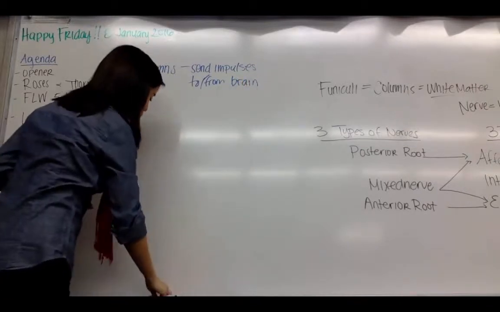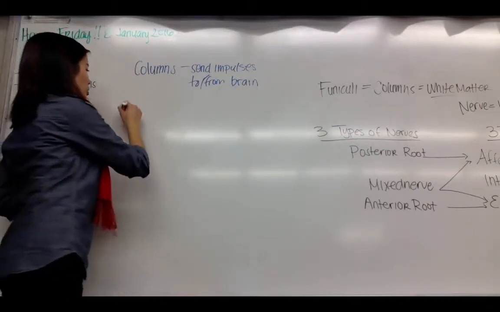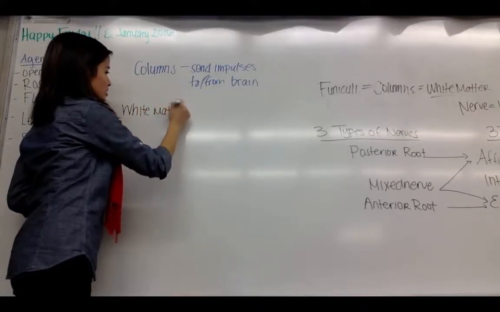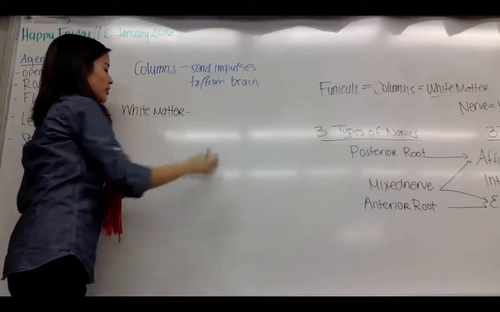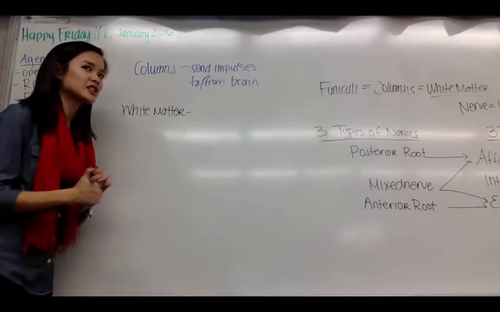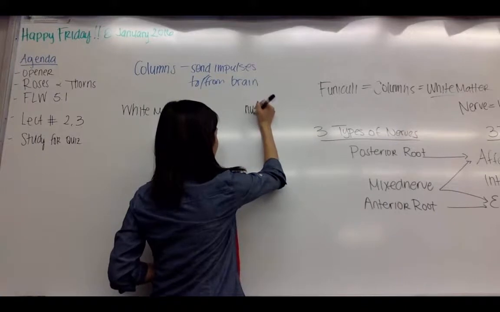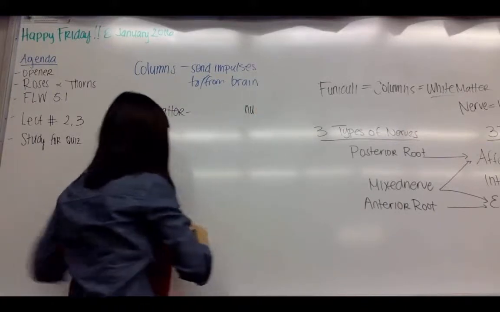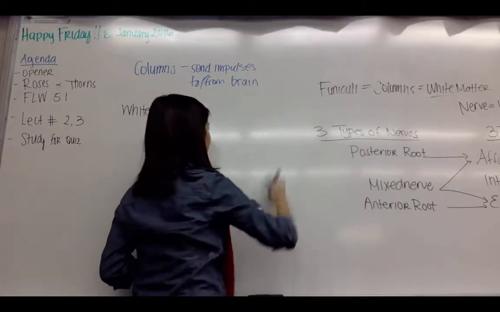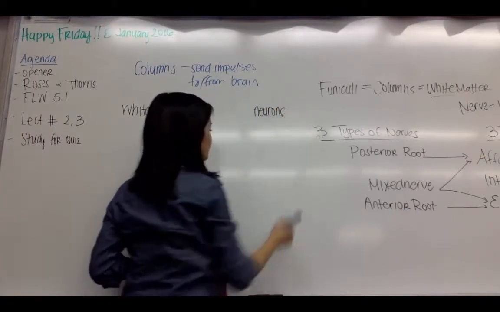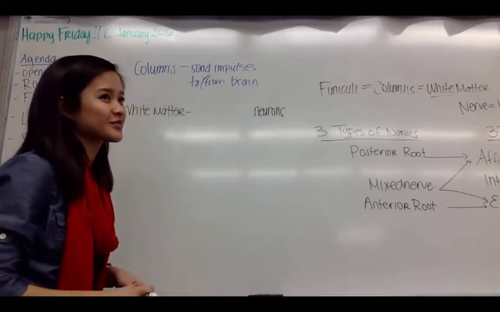Okay. What is white matter? So go ahead and take a second to discuss. All right, give you guys a hint. White matter is not gray matter. White matter is kind of a type of neuron. What kind of neurons?